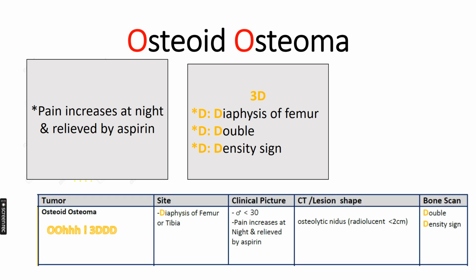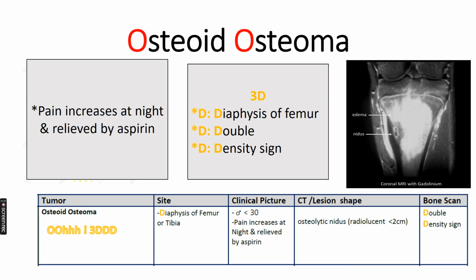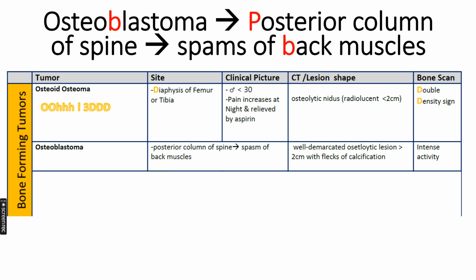Again, the pain feature is very characteristic in males younger than 30 years old, increased at night and relieved by aspirin only. And it commonly affects the diaphysis of femur, tibia, and double density sign on bone scan. However, in CT there will be an osteolytic nidus, which is radiolucent, and it's very important to note that it's usually smaller than 2 centimeters. This is very important because we will use this information to differentiate between osteoid osteoma and osteoblastoma on CT lesions.